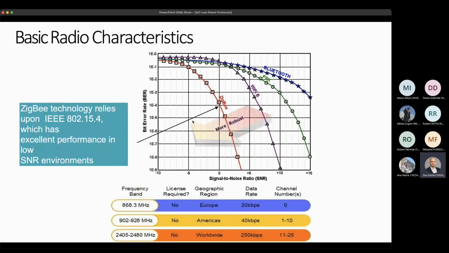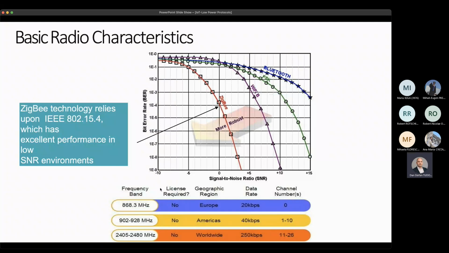So whenever we look at the bit error rate versus the signal to noise ratio for Bluetooth, Wi-Fi, and ZigBee, you can see that going in this direction on the graph, you have more robust communication, and ZigBee offers by far the better choice. So you have a better signal to noise ratio and a way better bit error rate than the other communication protocols available.